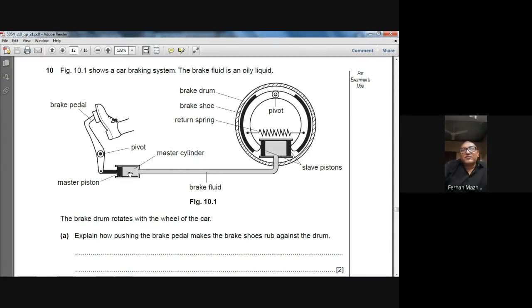So according to Pascal's principle, whatever pressure is created in this master cylinder by the master piston, the same pressure will be transmitted here to the slave piston. Whatever the pressure is here, the same pressure will be transmitted to the oil. This is called Pascal's principle. So this oil pressure will exert force on the brake shoes, and the brake shoes will rub against the brake drums, and this is how the brakes will work.